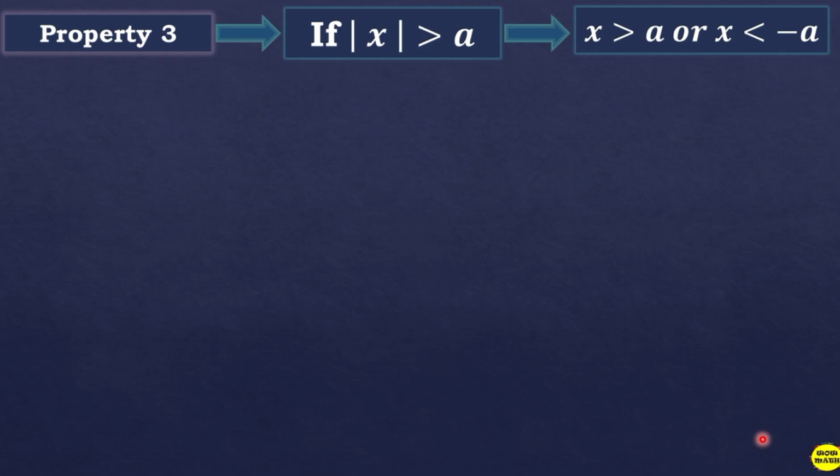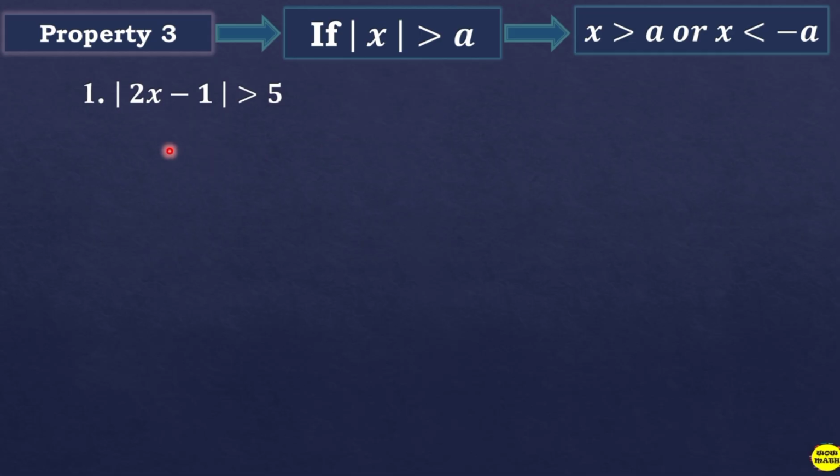And the last property is for when your inequality symbol is greater than or equal. Okay? So, pareho lang yan. Greater than or equal. So, kapag ito naman ang inequality symbol, ito naman po ang gagamitin natin. Okay, let's have an example.